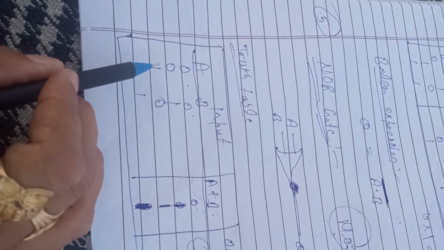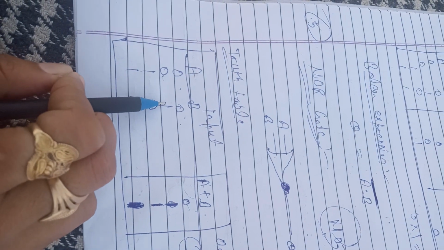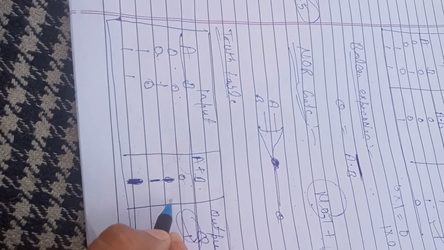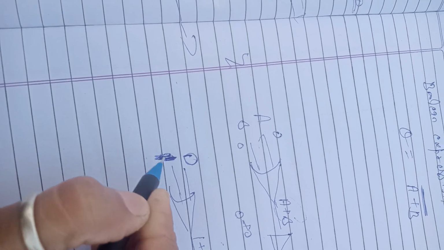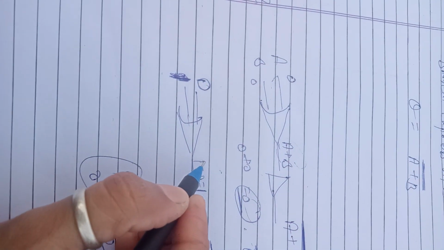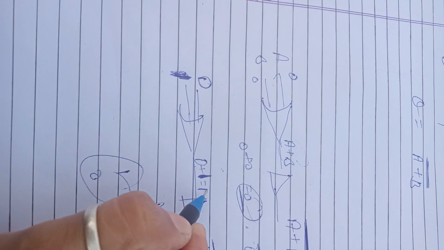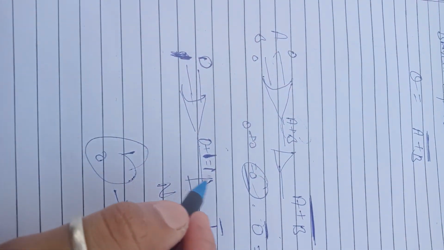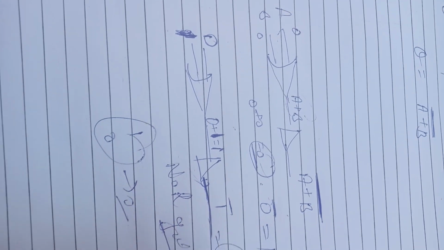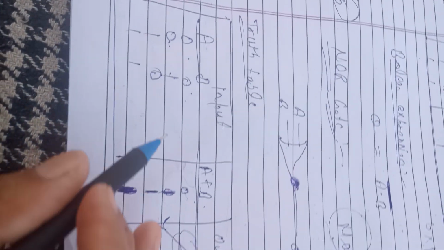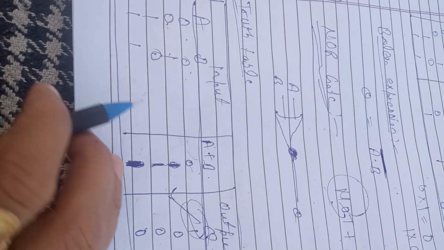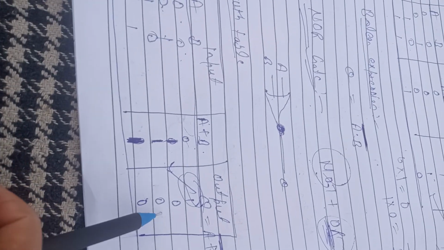So when we apply 0 and the second input 1, the output is 0. In the same way, 0 plus 1 is equal to 1, and the NOT gate gives the reverse, so the bar of 1 is equal to 0. When we apply input 1 and then input 0, 1 plus 0 is equal to 1, and the output after the NOT gate is 0.